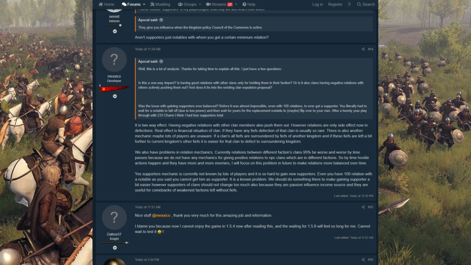The supporter mechanic is currently not known by lots of players, and it is hard to gain new supporters. Even if you have 100 relations with a notable, as you said, you cannot get him as a supporter. It is a known problem. We should do something there to make gaining supporters a bit easier. However, supporters of clans should not change too much also, because they are passive influence income sources. They are useful for comebacks of weakened factions left without fiefs.